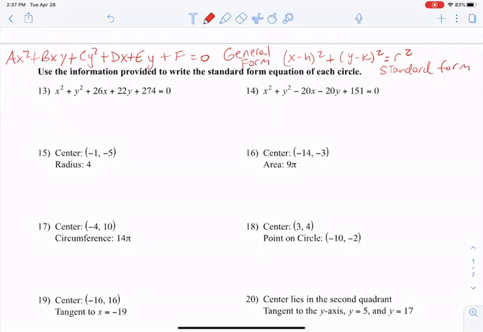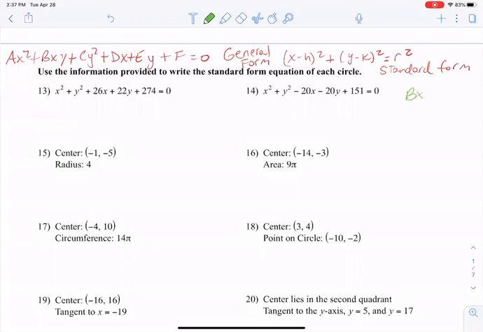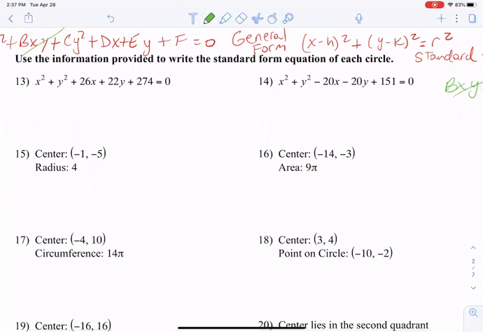So what I need to do is basically change from general form to standard form. And just to emphasize this, for our studies, the bxy term will be equal to 0 here. So basically we're not using this term. Okay, so let's do the first problem, 13. They say write the standard form.